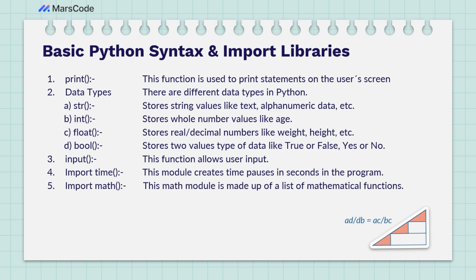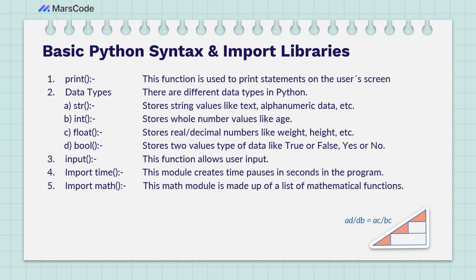We also have this import time module, which basically creates time pauses between statements in seconds. So for example, if you want to print a statement and then you want to wait until after 1 second or 2 seconds to print another statement, you're going to be using this import time module. You have to import it before you actually insert that time.sleep, which you're going to see in some of the examples we'll do.